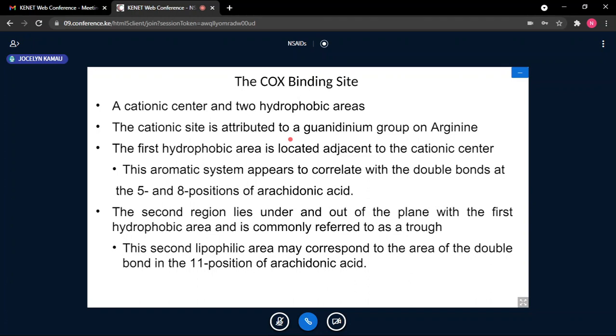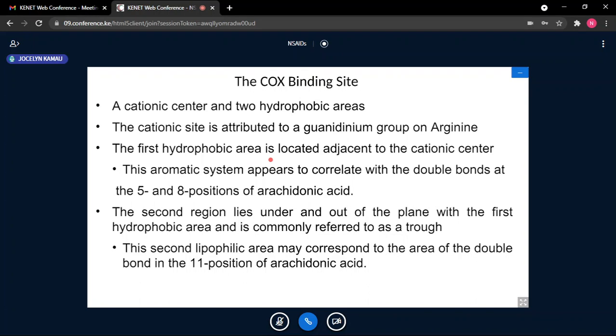The cationic site is attributed to a guanidinium group on arginine. You can draw the structure of arginine, and you will see it has a guanidinium area. The guanidinium area has an amino group, a free amino group, which at physiological pH will be protonated. And once that area is protonated, then that area will be positive. So that is what gives the cationic site within the COX enzyme.